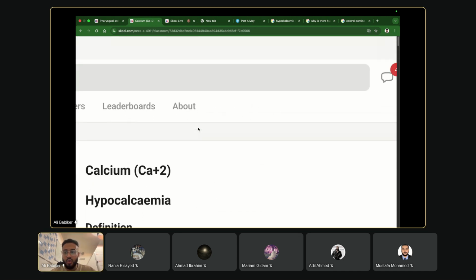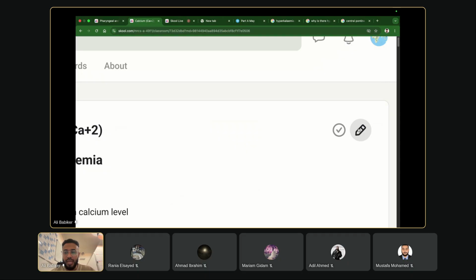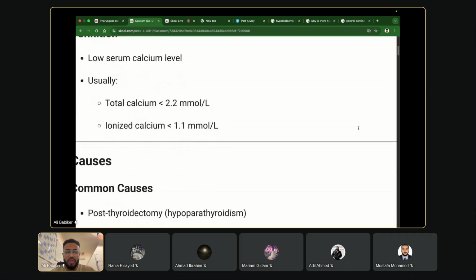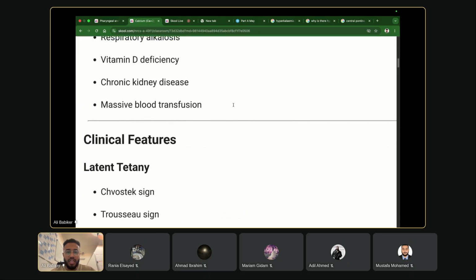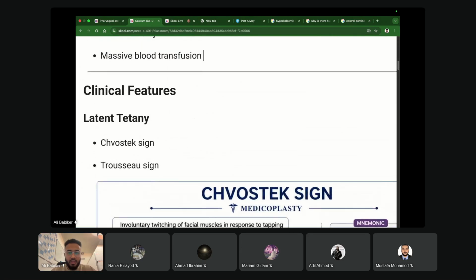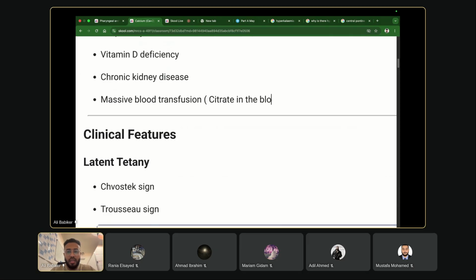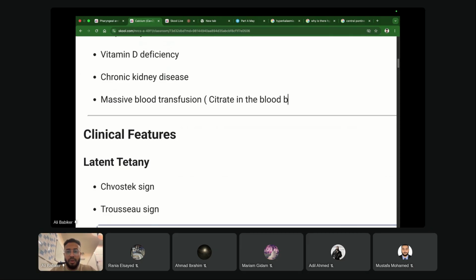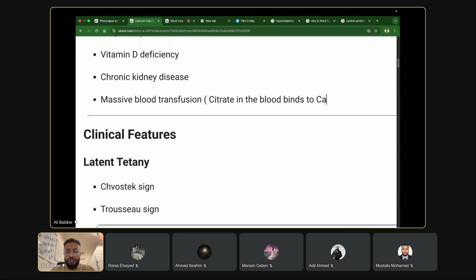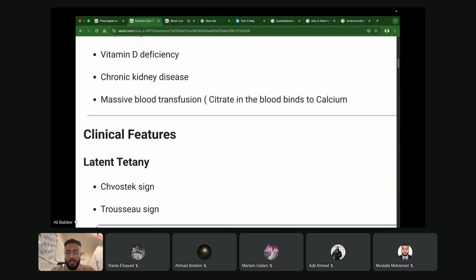Why does massive blood transfusion lead to hypocalcemia? Because when you have massive blood transfusion, there will be citrate in the blood that binds to calcium. All right.